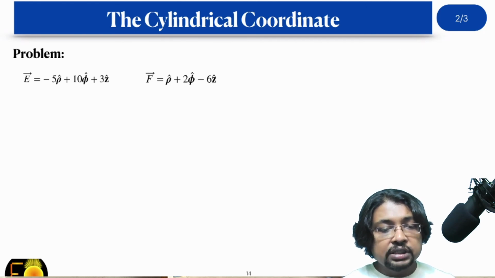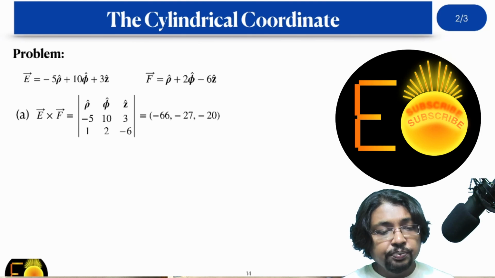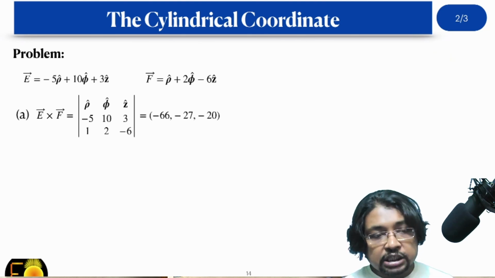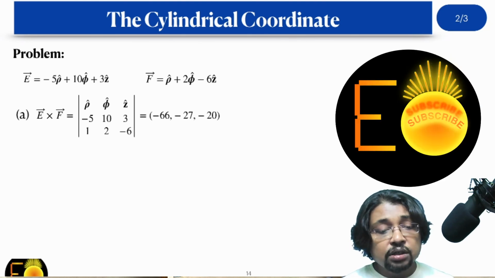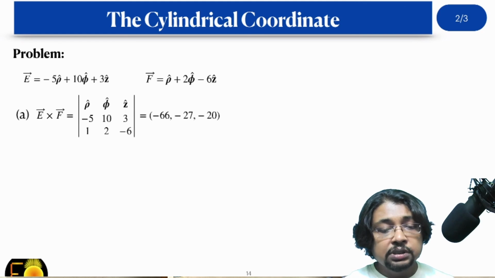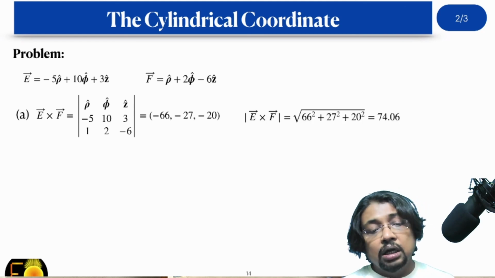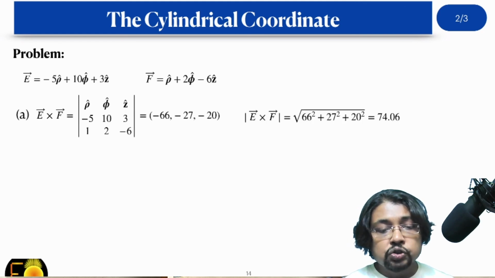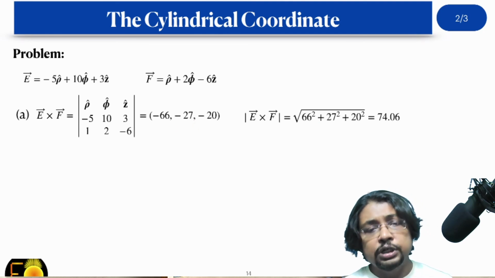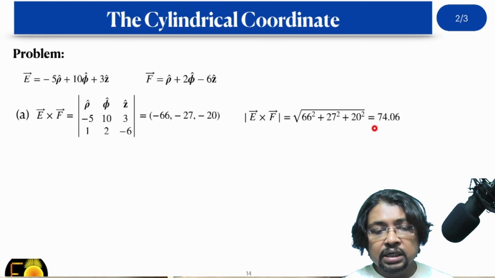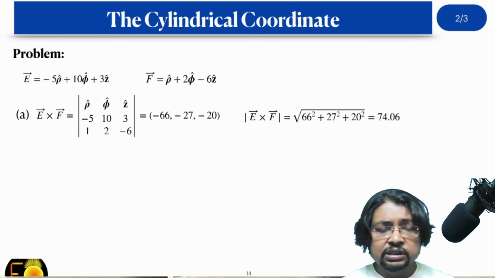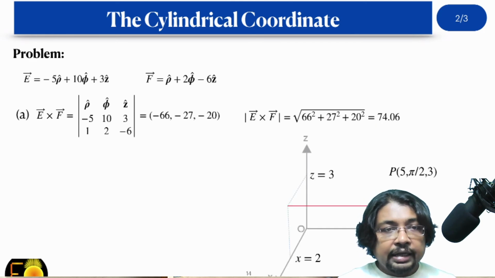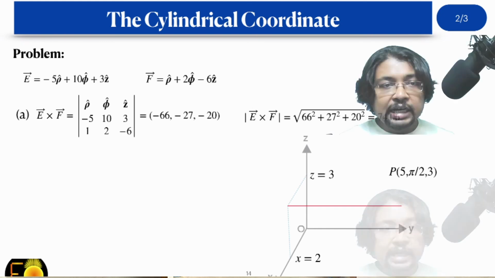These two vectors are given, and the cross product is very simple. Just apply the matrix method and you will obtain the expression, and obviously the magnitude of that is the square root of 66 squared plus the other components squared, and that results in 74.06. It's quite simple. Next is the second problem.